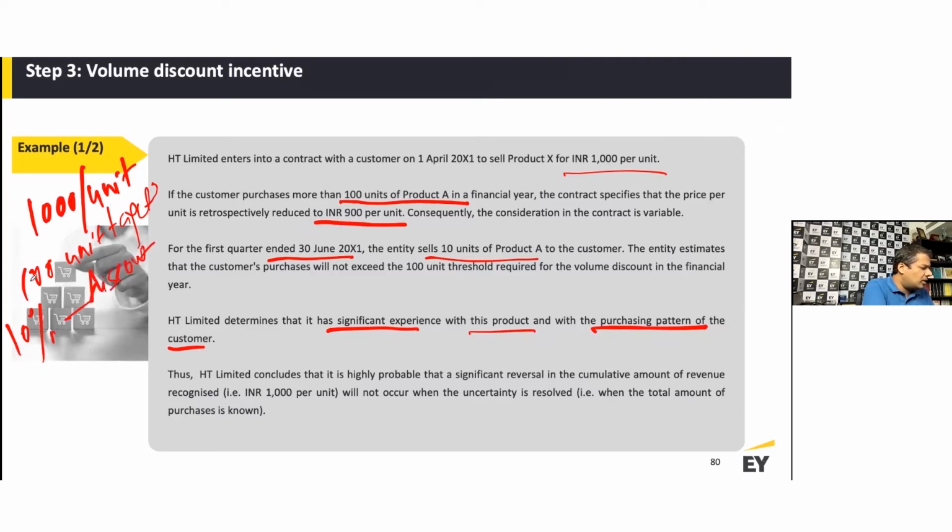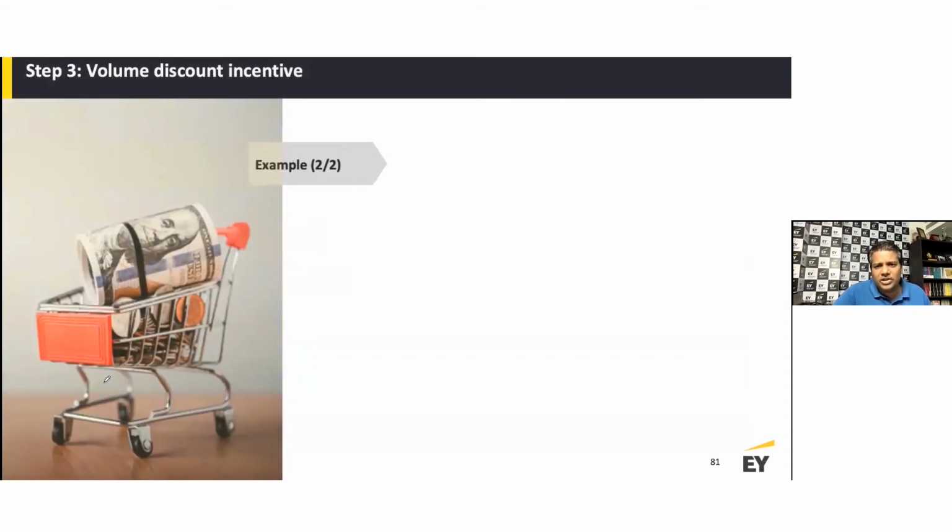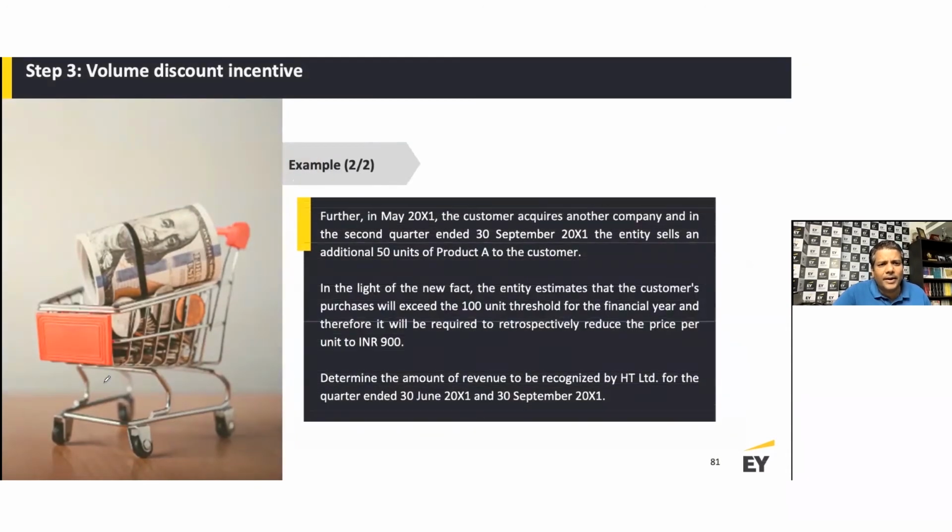You get the discount if you meet 100 units, but I don't believe so; you have done 10 units. I don't believe you will be able to meet the 100 unit target, and that's my highly probable estimate based on my experience. So what do I do from a revenue recognition perspective? I will make that evaluation.